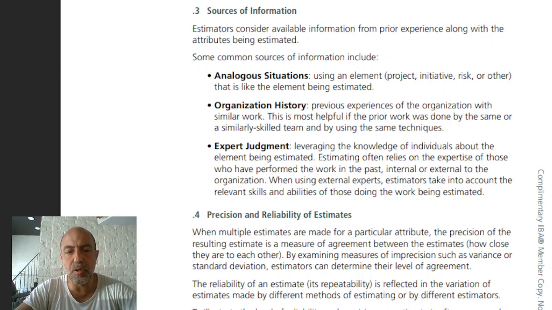So analogous situations are using an element, project, initiative, risk, or other. An analogous situation is where basically we're using analogies. There's an initiative, a risk, a story, a project for us to get information from. Organization history is experiences that the organization had with similar work. And you can talk to teams, or you can approach the techniques depending on the documentation you have.